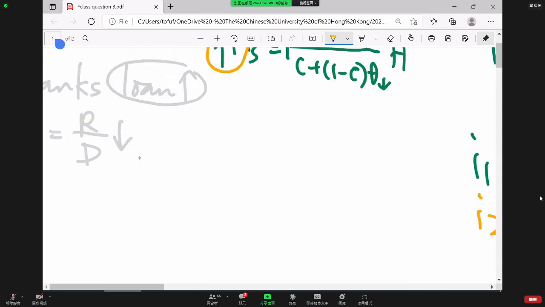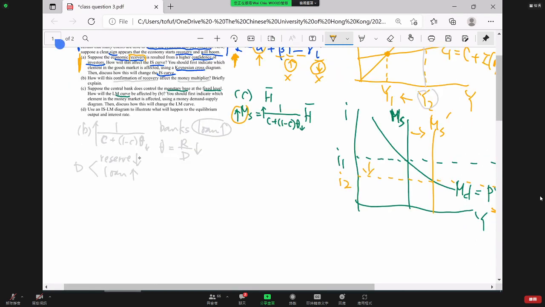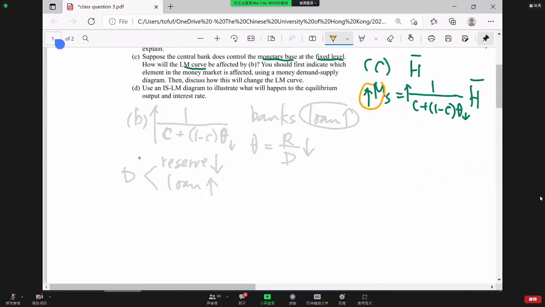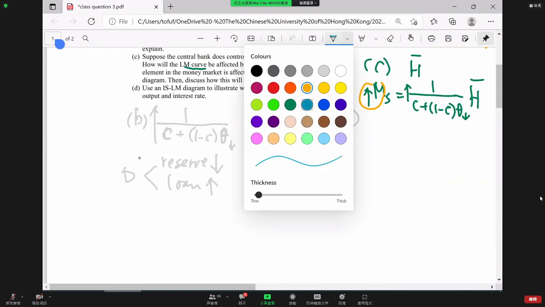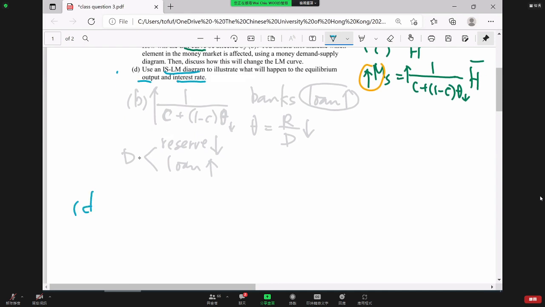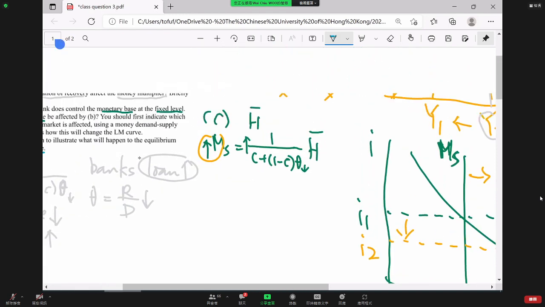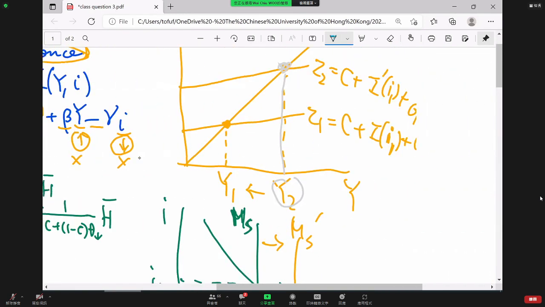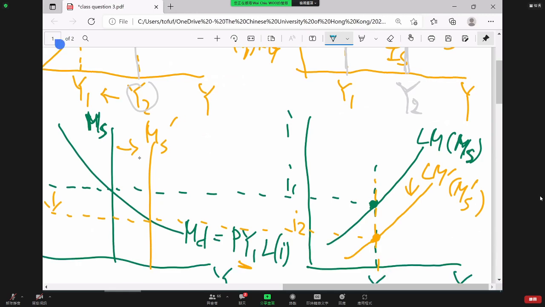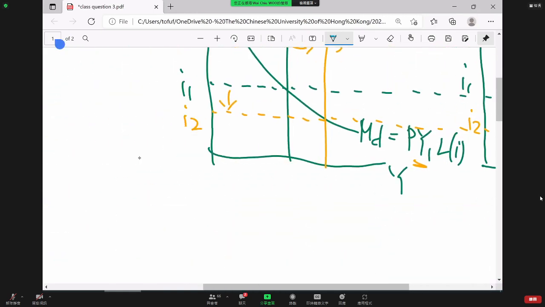Okay, finally, let's look at D. D: use the IS-LM diagram to illustrate what will happen to the equilibrium output and interest rate. Now, from A, you have IS shift to the right. And from C, you have LM shift down. Now we combine them together and see what happens.